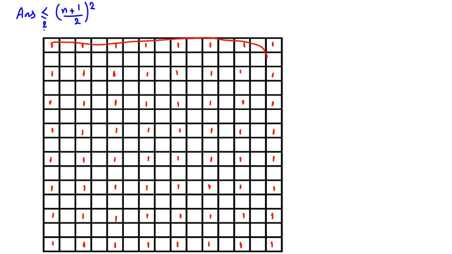The first layer, if you remove it, two columns will be removed and two rows will be removed. So you have one, two, three, and at the end, how many layers are there? The first one, second one, third one, up to n plus 1 over 2.